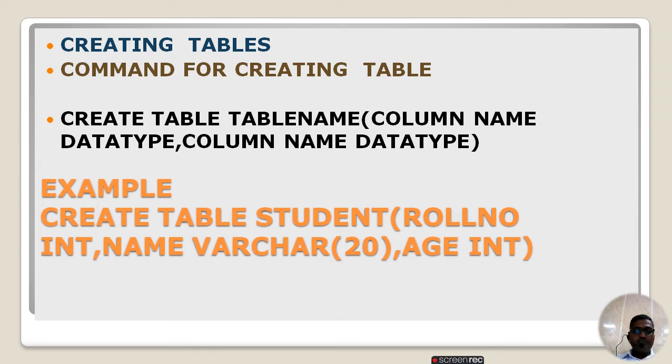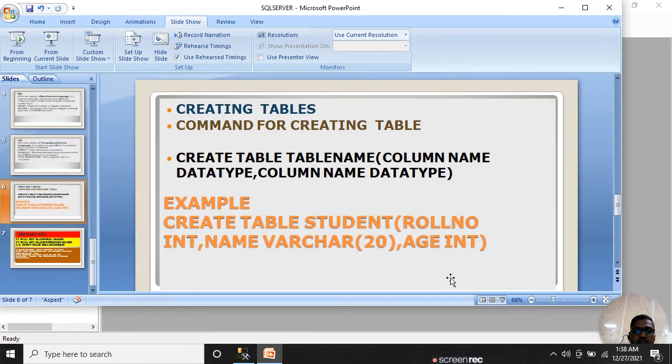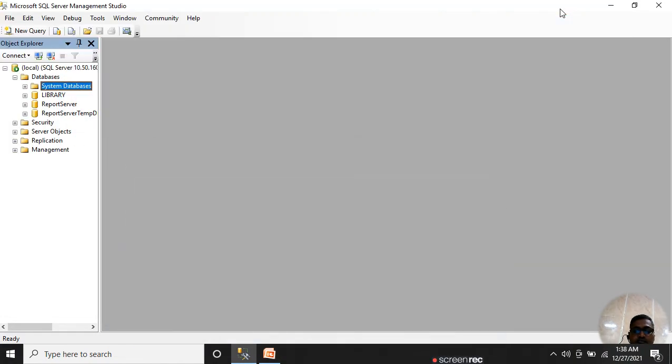Then we will see how to create the table using the commands. This is our DDL statement. The create command is used: create table, the table name, and then columns like roll number. We have the different data types needed for the table, like roll number, name, age. So we will see how to create the database and the tables using SQL Server Management Studio.